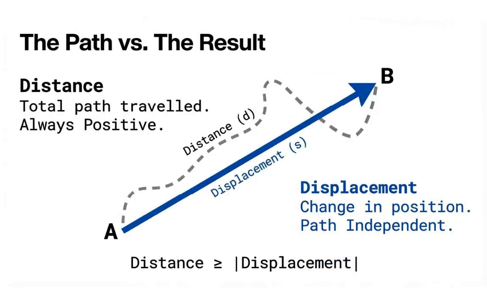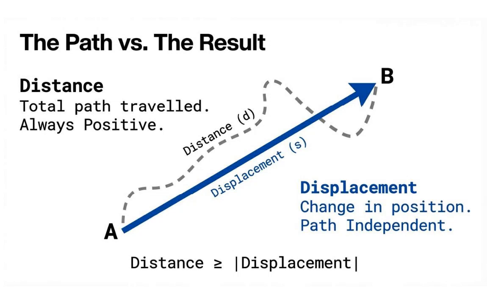This distinction helps us describe motion more precisely and is essential for understanding how objects move and interact. Here, we're looking at the difference between distance and displacement. Distance refers to the total length of the path you travel, so it takes into account every twist and turn along the way. Because it measures the entire route, distance is always a positive value.